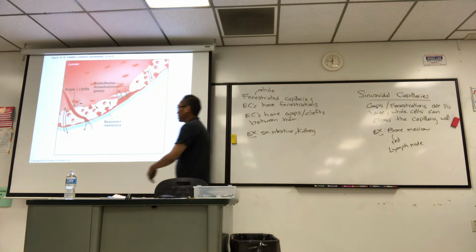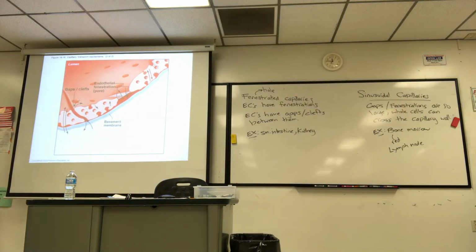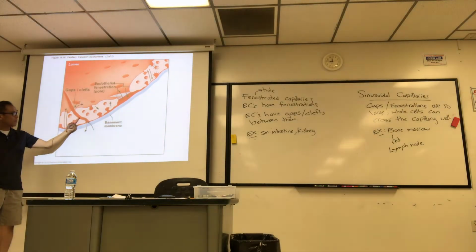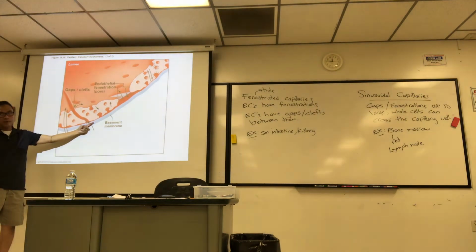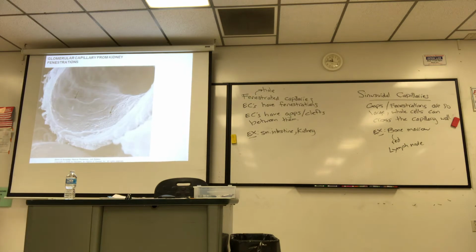Anyways, I think the idea that they're leaky to some extent is pretty easy to understand. If you look at this illustration, they've got holes in them, right? But they've got gaps in between the cells too, so things can pass easily through the basement membrane. I think the real picture is much better.